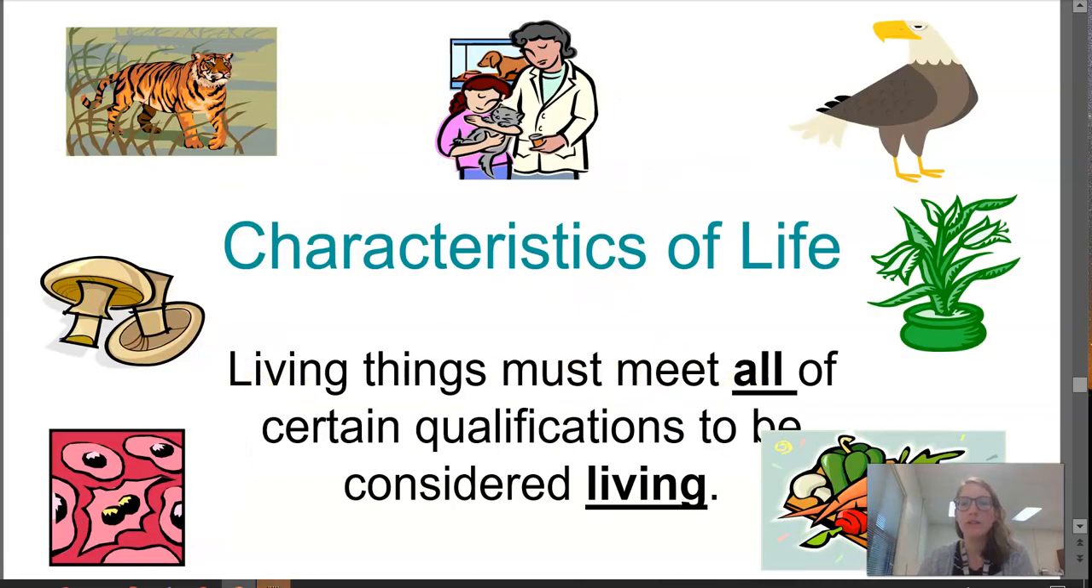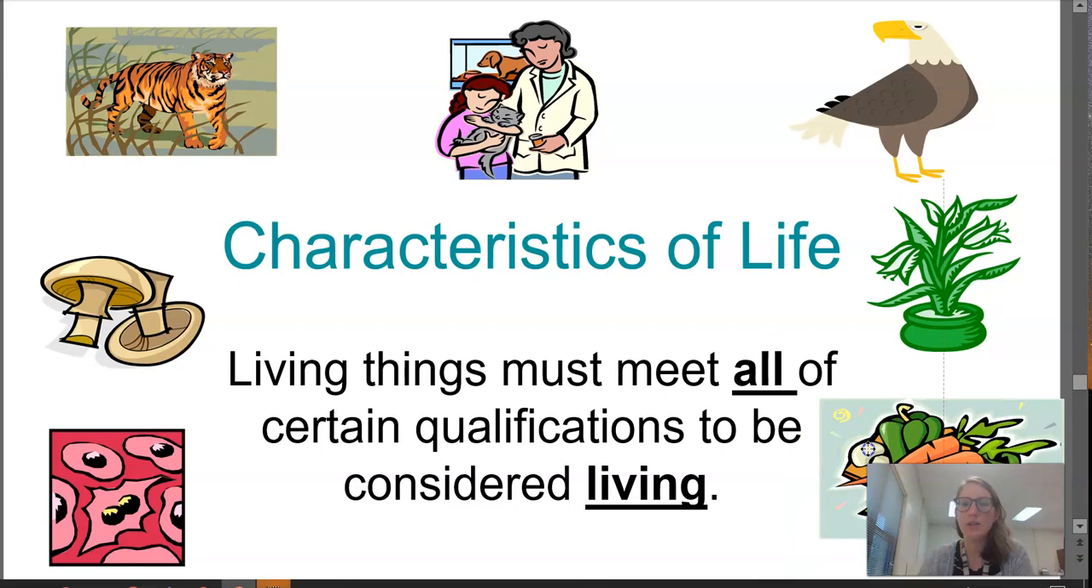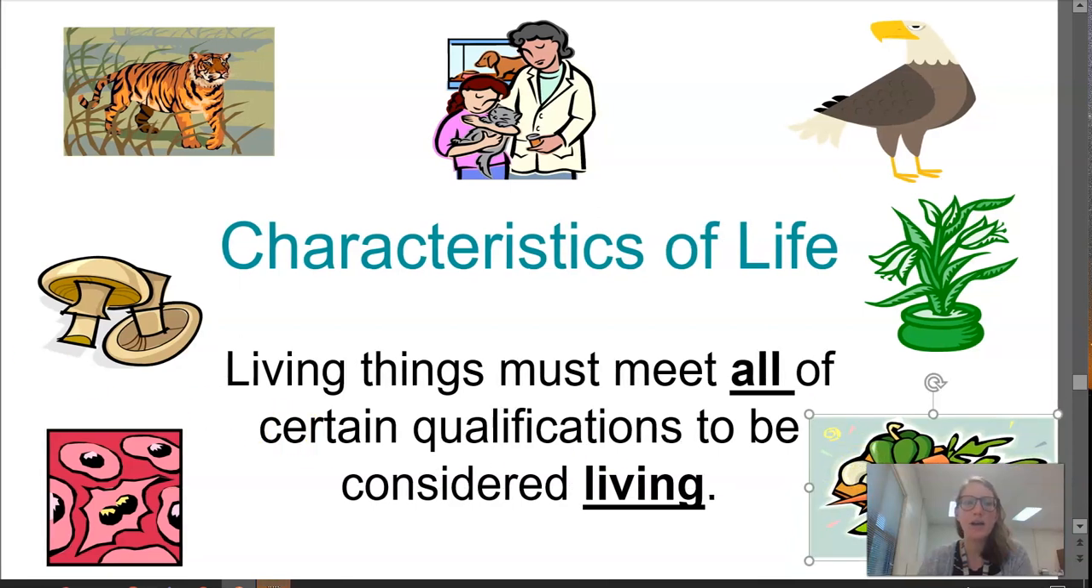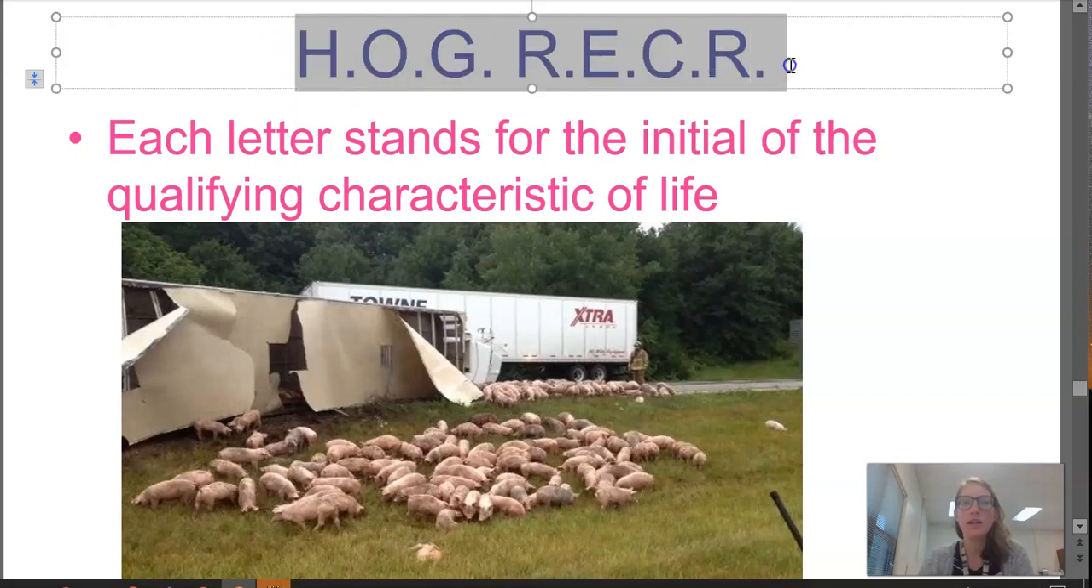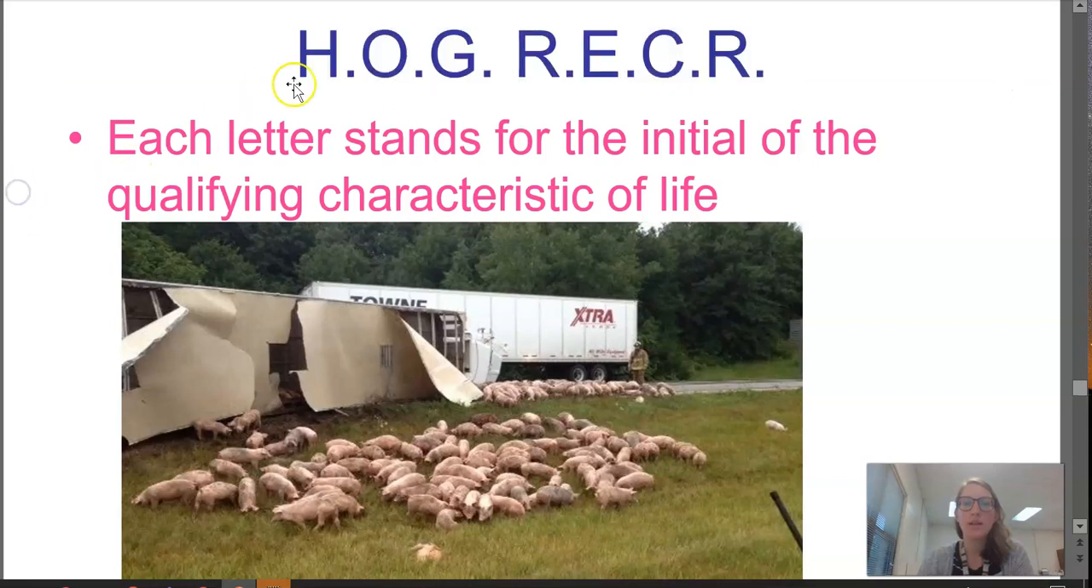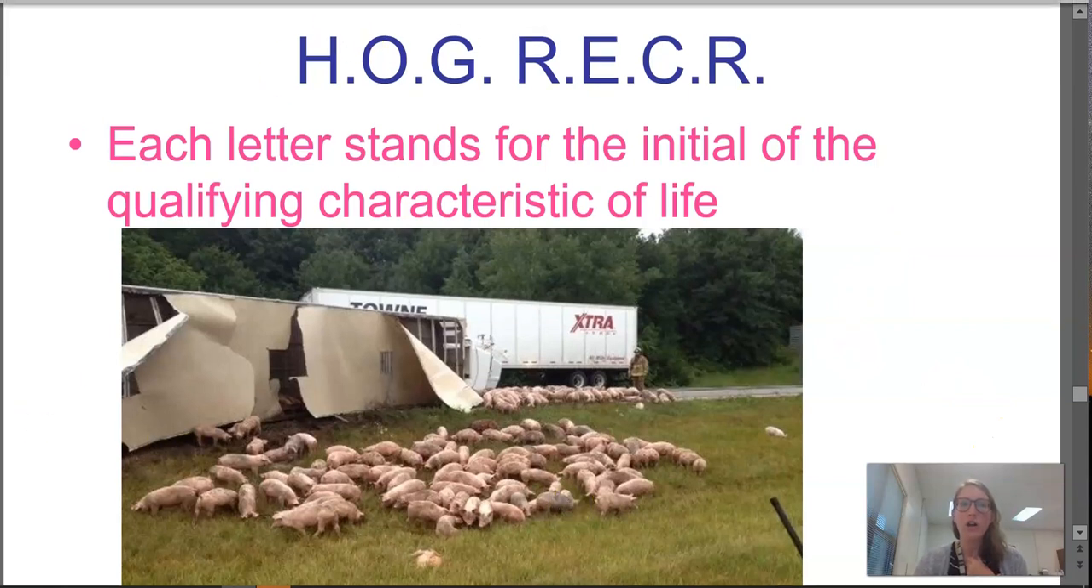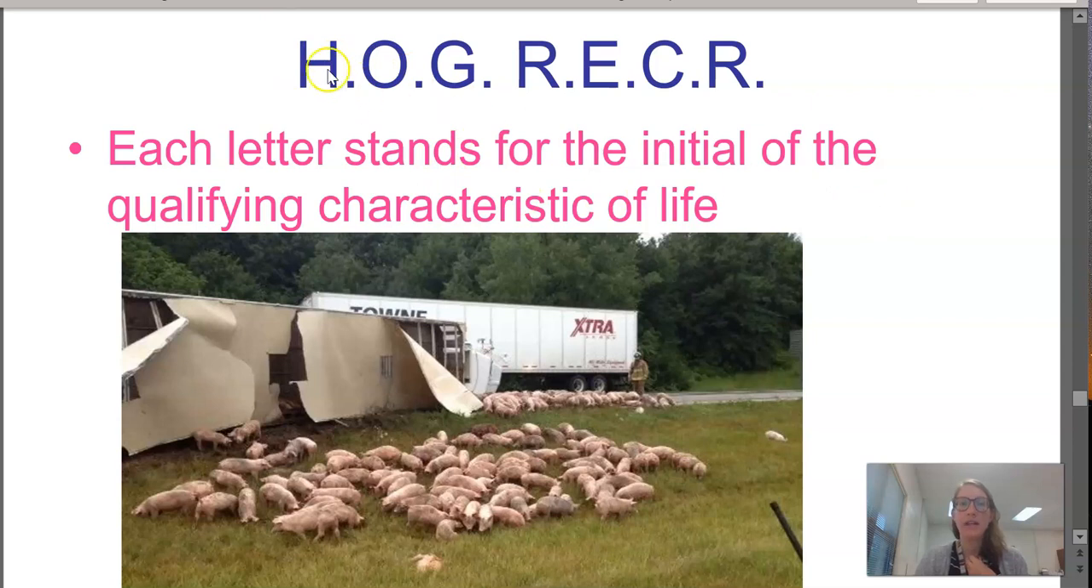So, characteristics of life. Living things must meet all of these characteristics to be considered living. And we are going to do 7: 1, 2, 3, 4, 5, 6, 7. Each letter in this acronym stands for an initial for a qualifying characteristic of life. So in order for something to be considered living, it has to have all 7 of these things. H-O-G-R-E-C-R. And we're going to go through those.